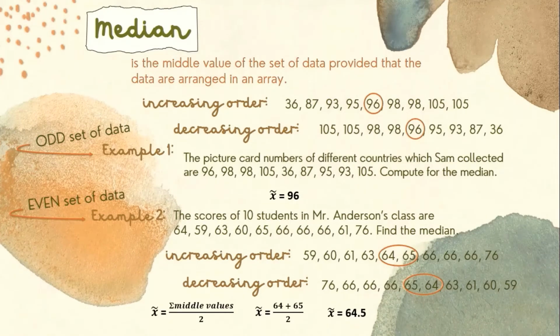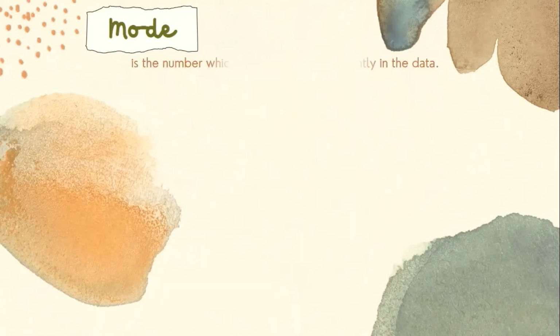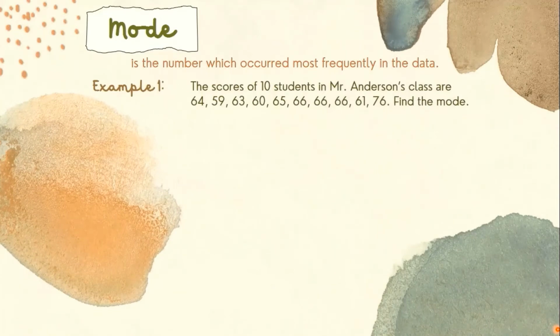Aside from the mean and the median, we can also use the mode as a measure of central tendency. Mode is the number which occurred most frequently in the data. Let's find out the mode in the previous word problems that we've had earlier. In the set of data, we can clearly see that the mode is 66. Because out of the 10 scores, 66 occurred 3 times. Therefore, 66 yung ating most frequently occurring data in the set, kaya siya ang mode for this word problem.